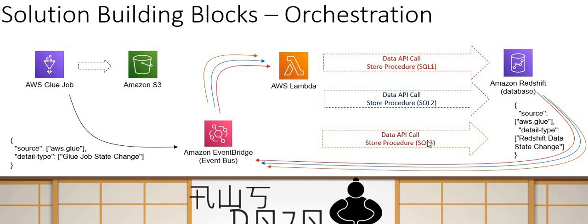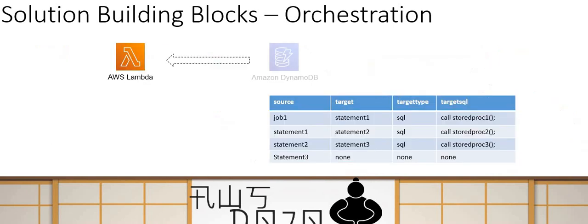So somewhere this configuration has to be there which says which statement to call next once the previous statement has finished. And that information you can store in a DynamoDB table. So you can create a 4-column table like this, where you have your source, target, target type, and target SQL. So for instance, this example says once my job 1 finishes, start statement 1, which is a SQL type, and this is the SQL statement.